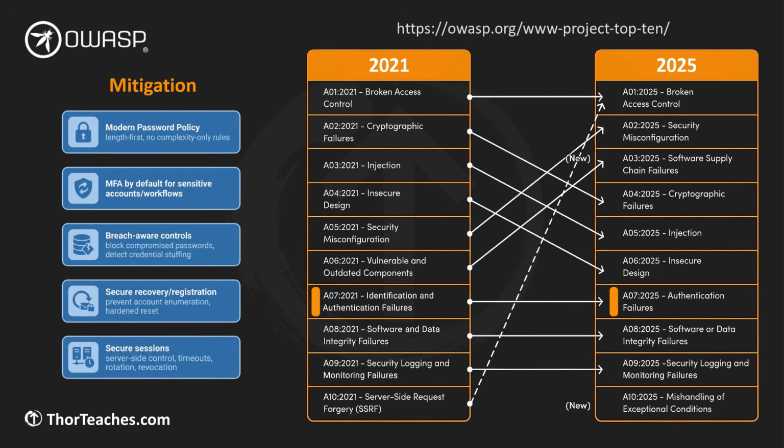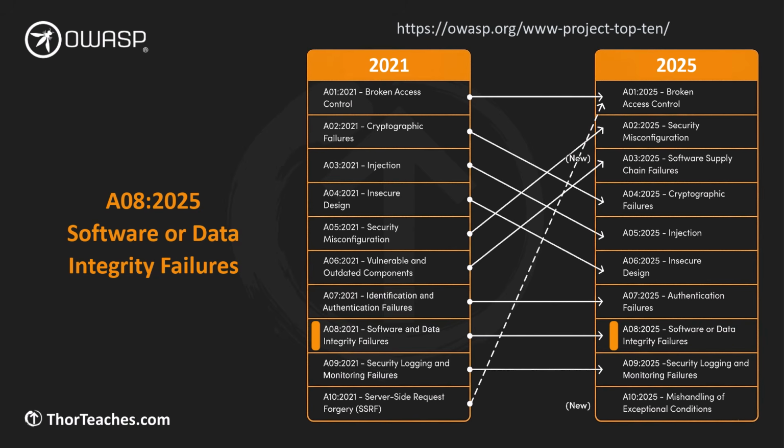Anytime you make it easier for users to do the wrong thing with passwords, you're helping the attacker. So you make it easier to do the right thing instead, and you back that up with controls that catch automated attacks early. Now we get to A8, software or data integrity failures.